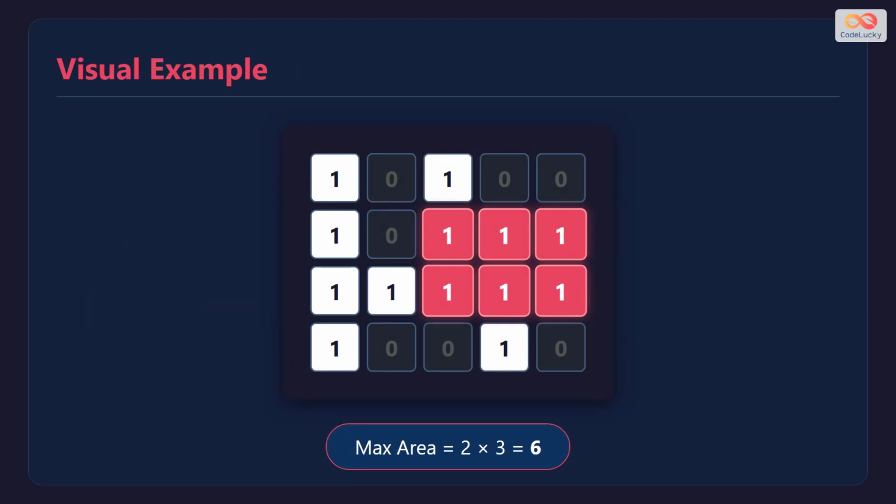Let's visualize this. In this grid, scattered with ones and zeros, our goal is to identify the biggest rectangular block of solid ones. In this example, the highlighted area is 2 units wide by 3 units tall, giving us a total area of 6.